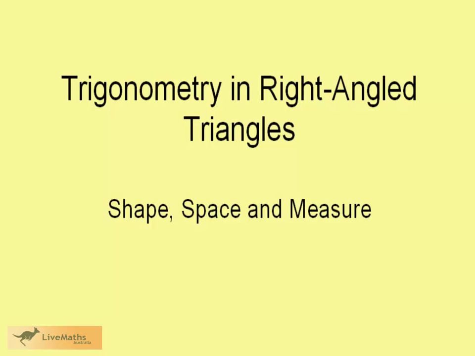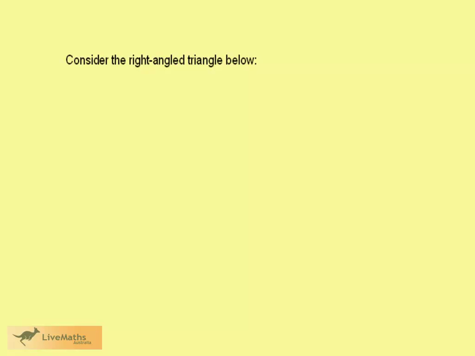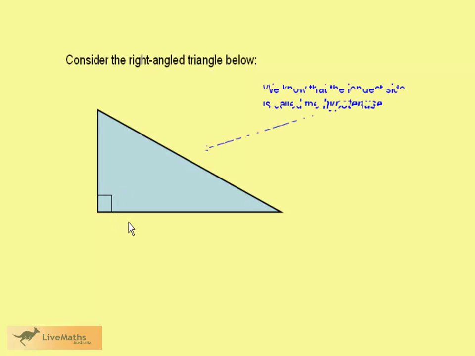In this section, we're going to be looking at trigonometry in right-angled triangles. Consider the right-angled triangle below. We can see the right angle just here. We know that the longest side of a right-angled triangle is called the hypotenuse. And when we label the triangle, we usually just call this HYP for short.